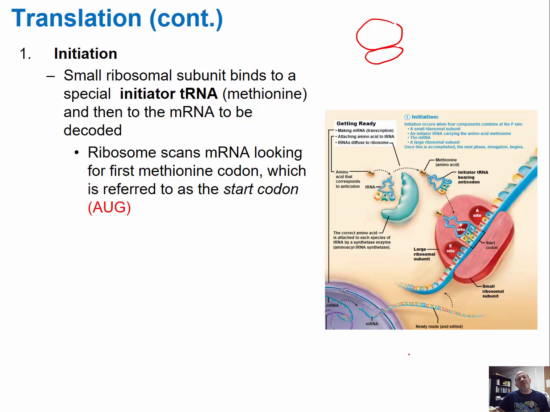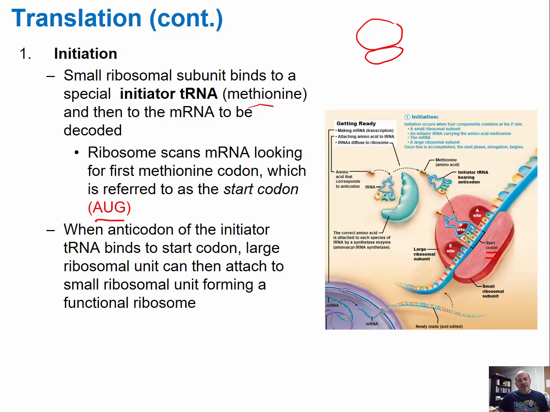So the initiator tRNA is going to bond with a small ribosomal subunit, and then it'll bind to the mRNA to be decoded. So what's going to happen here is the ribosome is going to scan the mRNA looking for the first methionine codon, which is referred to as a start codon. So the ribosome that's bonded to the initiator tRNA carrying the methionine is going to be looking for this codon, AUG, which is our start codon right here. And if we went back and looked at the genetic code, you're going to see AUG. It says methionine. So it codes for methionine. This is our start codon. Here is our tRNA coming in bringing in that methionine to start the polypeptide chain.